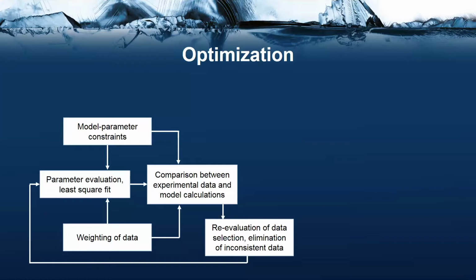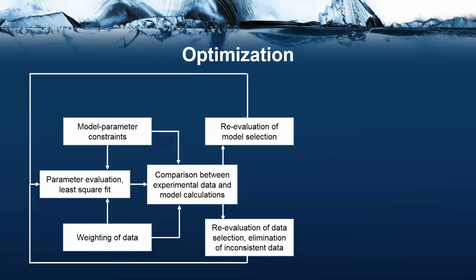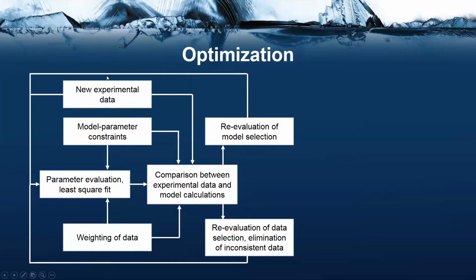In other cases, it might not be the dataset that doesn't describe the physical reality. Instead, it can be the selected model that is not appropriate to describe the physical reality. Therefore, you might have to re-evaluate the model selection. If new experimental data has been attained, the model can be optimized considering this new experimental data as well.